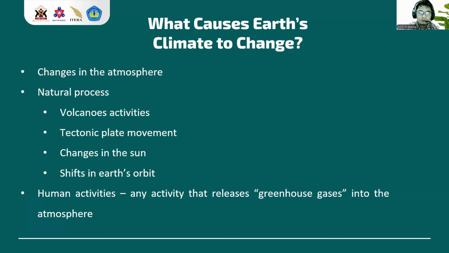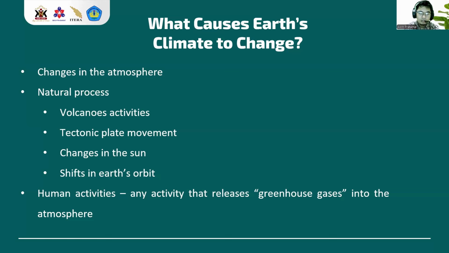Next, we have natural processes that also influence climate. For example, volcanic activities can release large amounts of ash and gases into the atmosphere. This can temporarily cool the Earth by blocking sunlight. Another natural factor is tectonic plate movement, which can shift the position of the continents and oceans, affecting the wind and ocean currents over long periods of time.